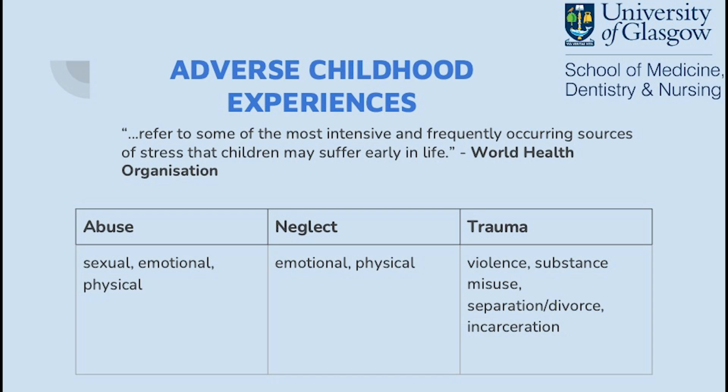So neglect emotionally could be not having that open relationship in the household, not being able to talk about the things that are happening in your life. Physical neglect can be things like malnutrition or obesity or lack of exercise. And then trauma could be any difficult traumatic episodes within the household during childhood.